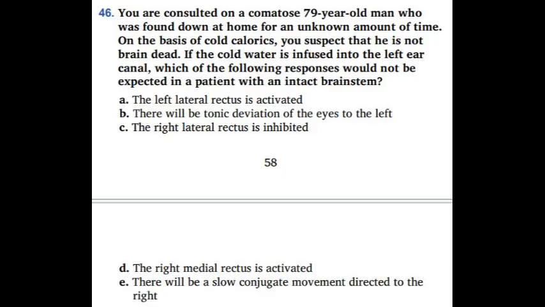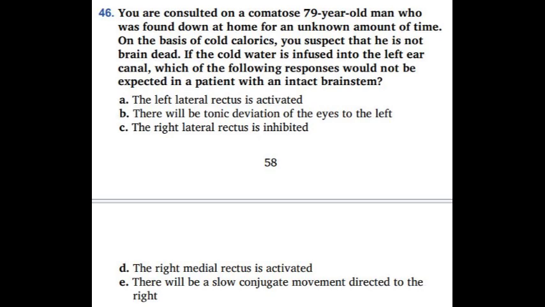So for question 46, you are consulted on a comatose 79-year-old man who was found at home for an unknown amount of time. On the basis of cold calorics, you suspect that he is not brain dead. If the cold water is infused into the left ear canal, which of the following responses would not be expected in a patient with an intact brainstem?